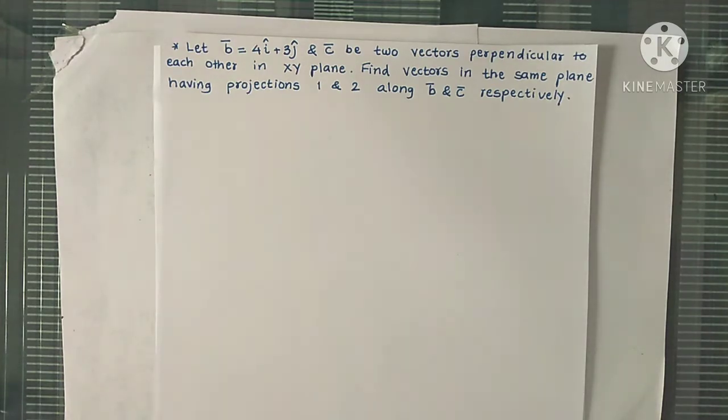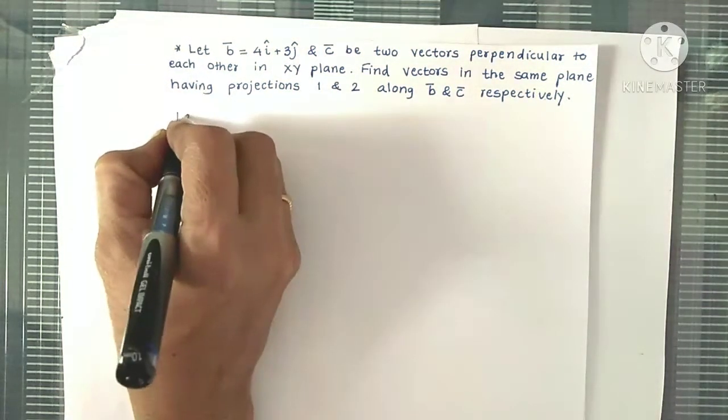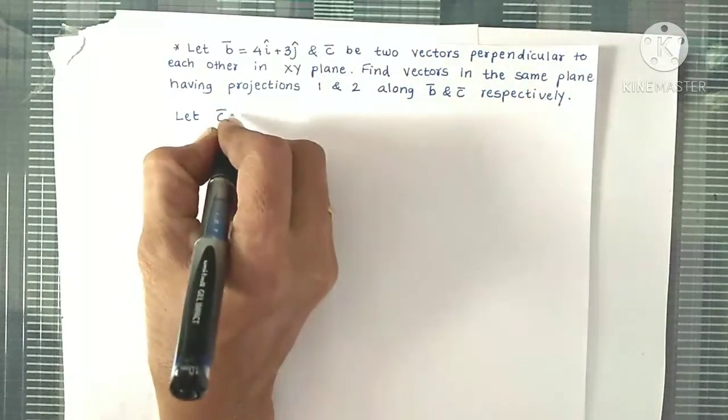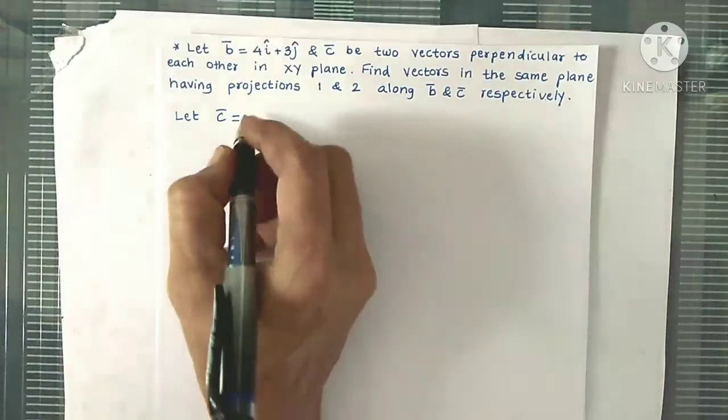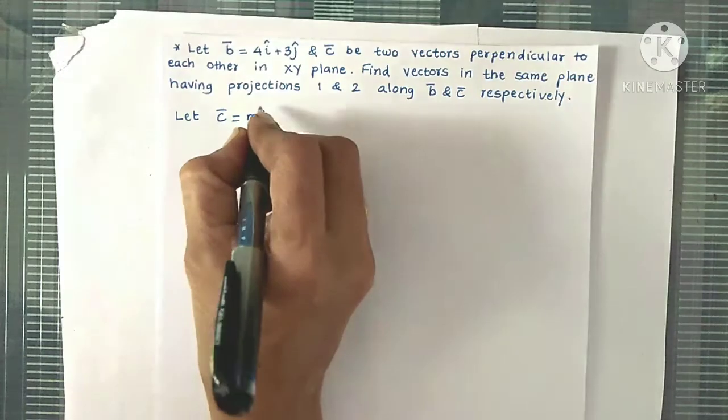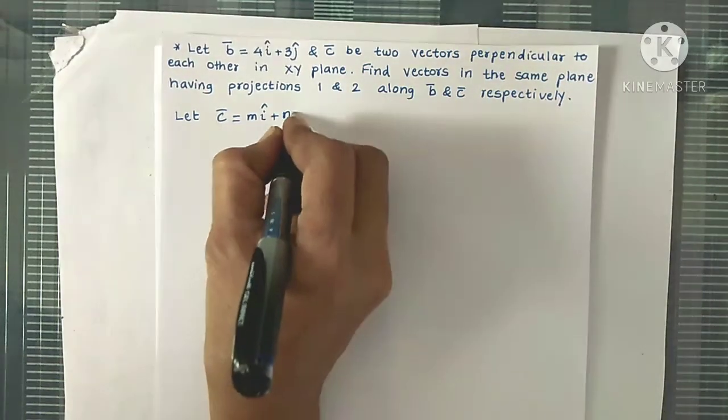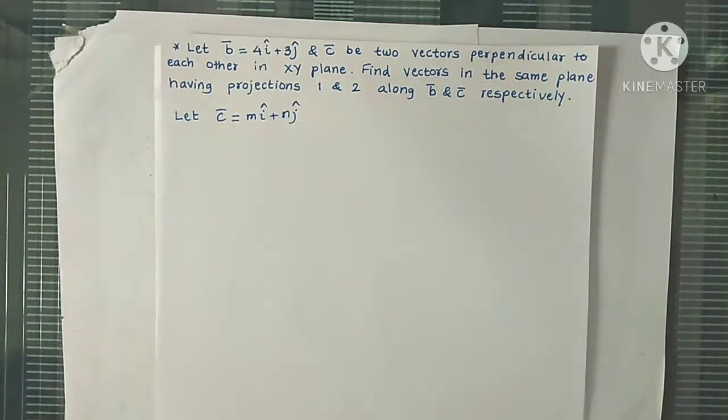For b bar it is clear, as b bar is a linear combination of i cap and j cap. So b bar is expressed in terms of i and j, so b bar lies in xy plane. c bar also lies in xy plane. So let's take c bar as m i cap plus n j cap. As c bar lies in xy plane, it is in terms of i and j only.